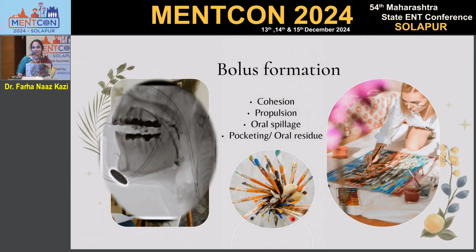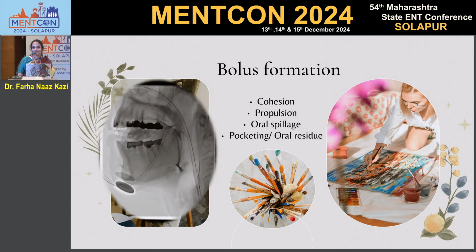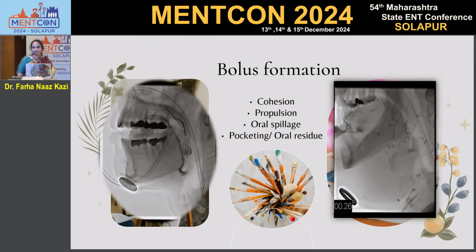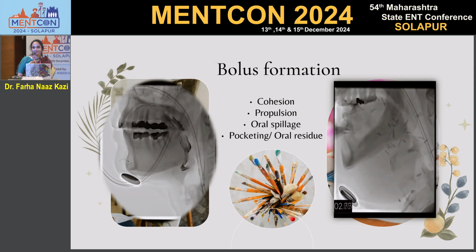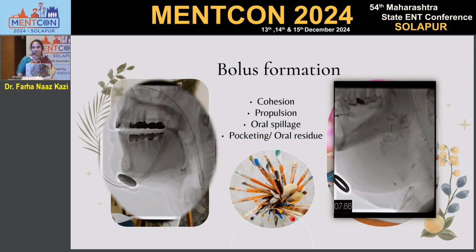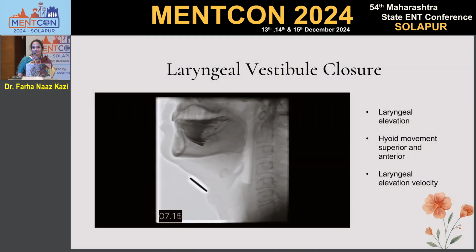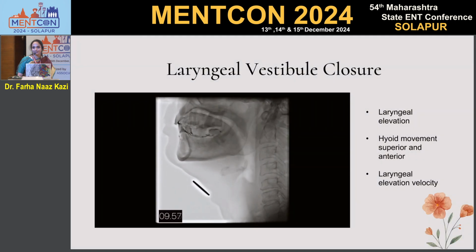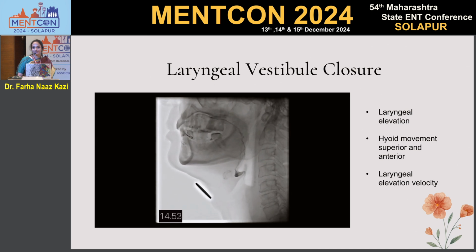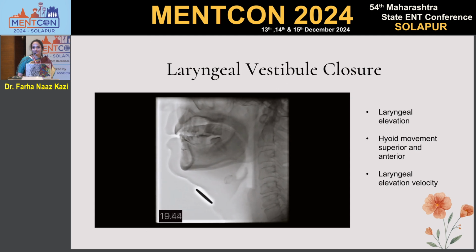Like I said, first we check the way that the patient is forming the bolus. Is the bolus cohesive? Does the patient have any oral spillage anteriorly? Any premature spillage posteriorly? Post the swallow, is there any pocketing or oral residue? Moving on, next would be to check for the laryngeal vestibular closure. As we all see, during the swallow there is a whiteout, but what exactly is happening during that whiteout?